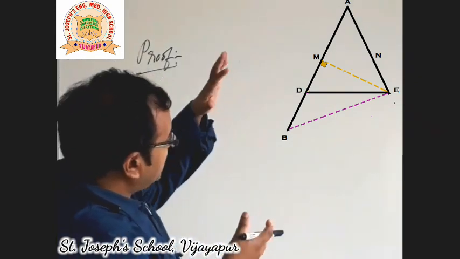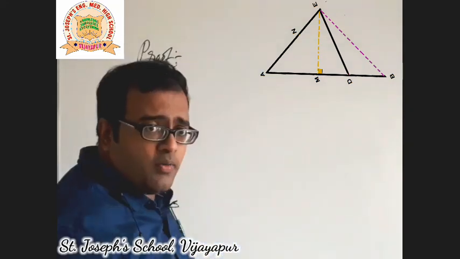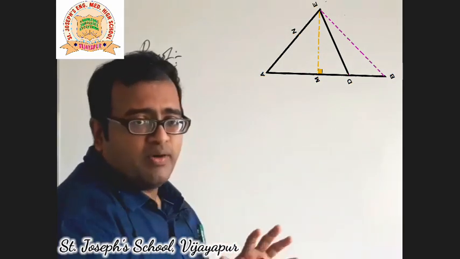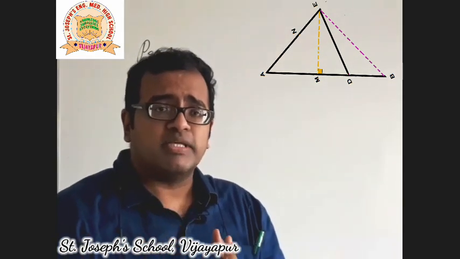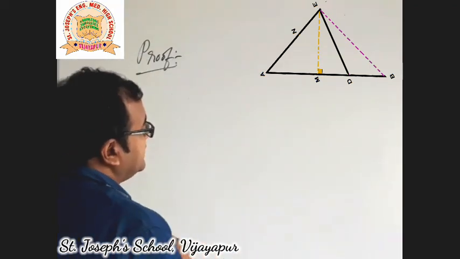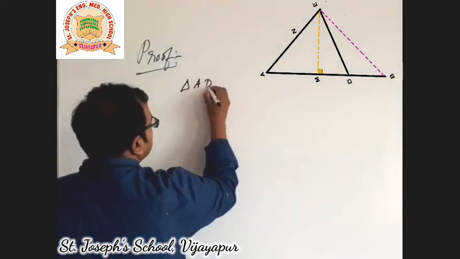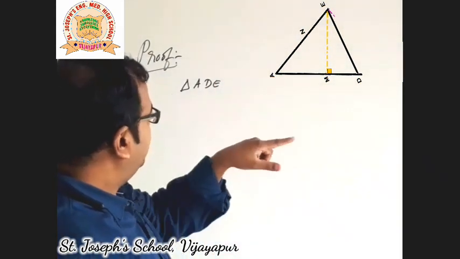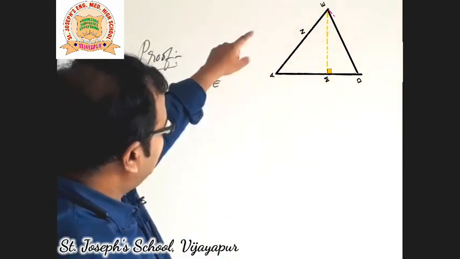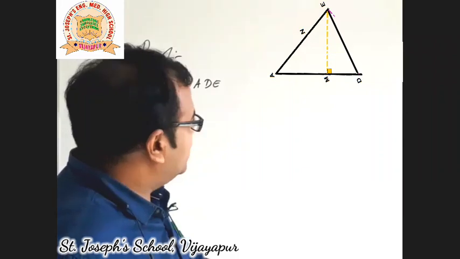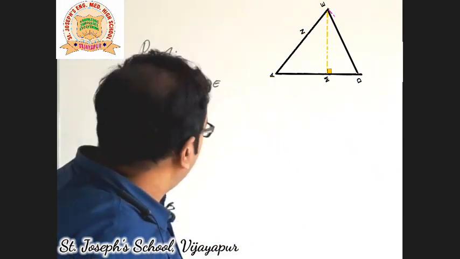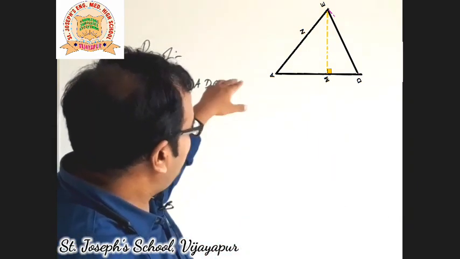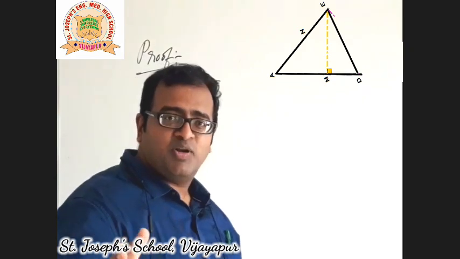I'm going to rotate the triangle such that AB becomes the base now. Now you can see two triangles there. One is an acute triangle, another one is an obtuse angle triangle. The acute angle triangle is triangle ADE, right? In triangle ADE, what is the height of the triangle? EM becomes the height or the altitude. Look at EM, it is drawn perpendicular to AD, because in our construction we constructed EM perpendicular to AD, right?